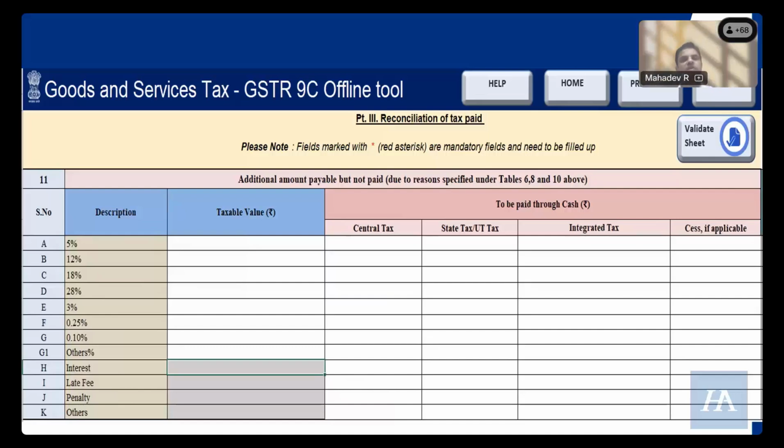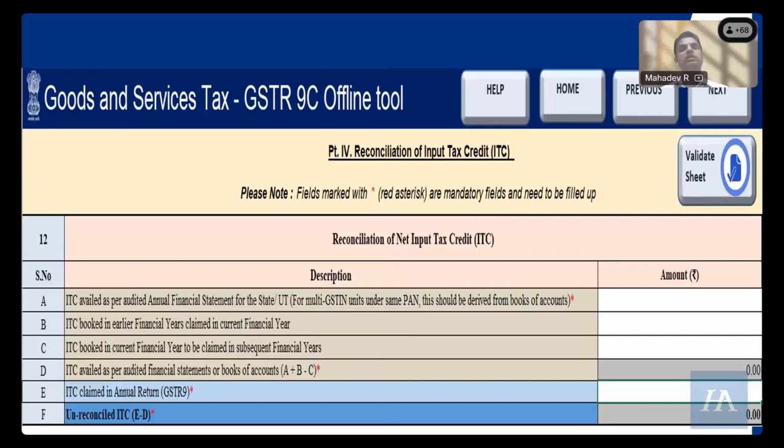Then table number 11, you don't have to fill this because if there are any additional liabilities, we can just show that in table number 9 itself. The differential amount can be paid by giving a comment. The other option is to pay the additional liability through GSTR 9 so that you can give a correct picture in your GSTR 9C table number 9 itself. So table number 12. This is the table wherein the ITC is going to be reconciled.